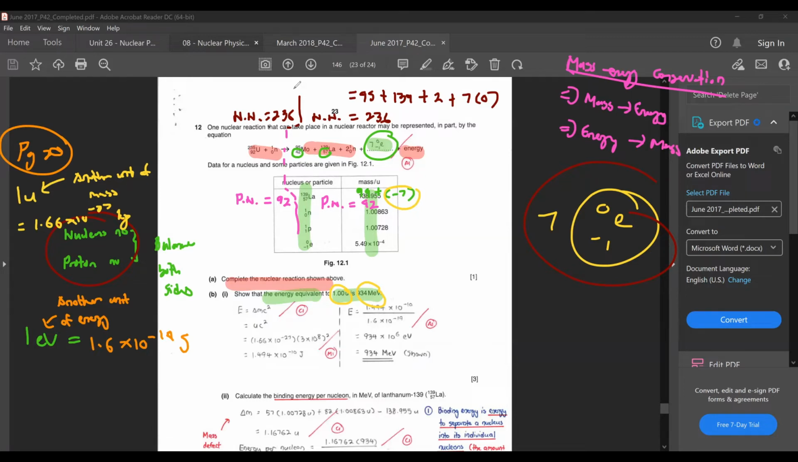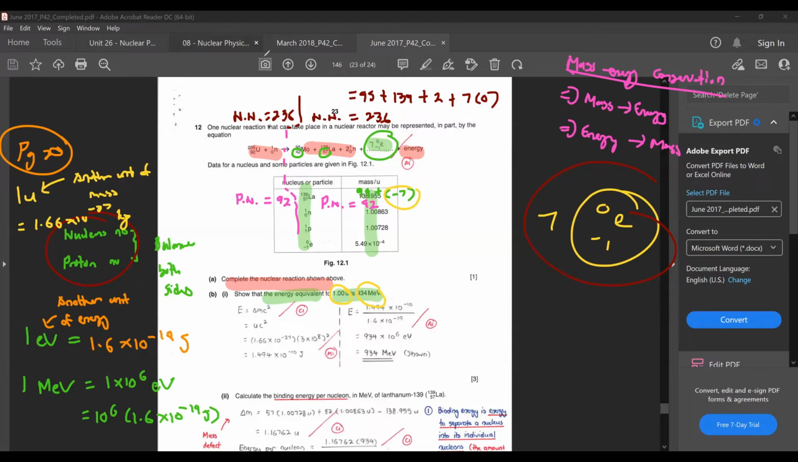So when we ask you what is 1 mega eV, you see that there's a big M then eV there, right? That big M is actually just your prefix. It's talking about mega eV. So 1 mega eV is actually 1 times 10 power 6 eV, which in turn is 10 power 6 times 1.6 times 10 power minus 19 joules. Okay, that's what 1 mega eV actually is. All right. So they want you to show that the energy equivalent to a mass of 1U is 934 mega eV.